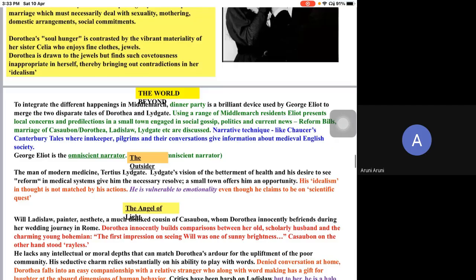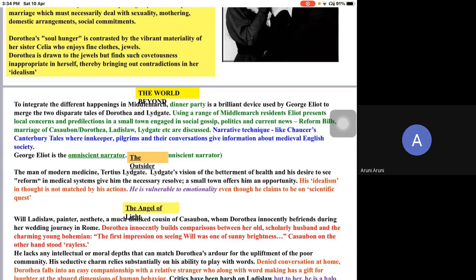Now, the world beyond. To integrate different happenings in Middlemarch, a dinner party is a brilliant device used by George Eliot to merge two disparate tales of Dorothea and Lydgate. So all these characters who live in Middlemarch, how do they all come together? How does the writer weave all of these characters together? One of the techniques that she uses is to stage a dinner party where all of these characters come together.